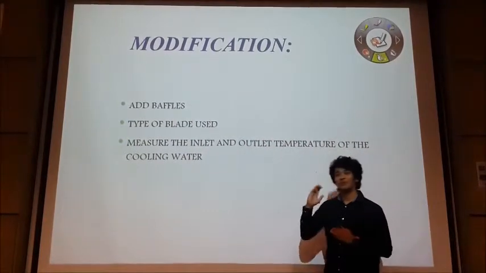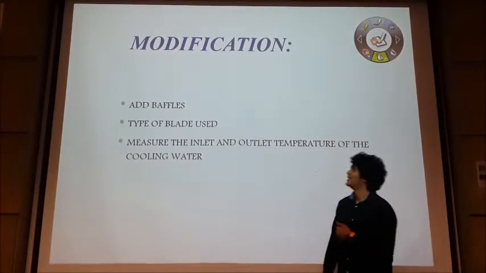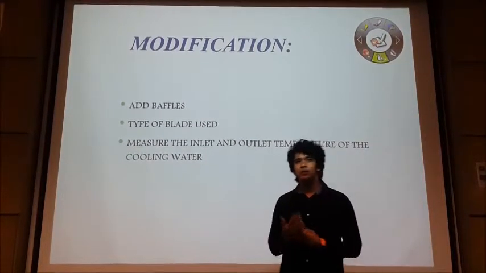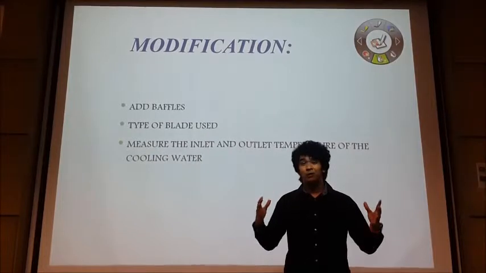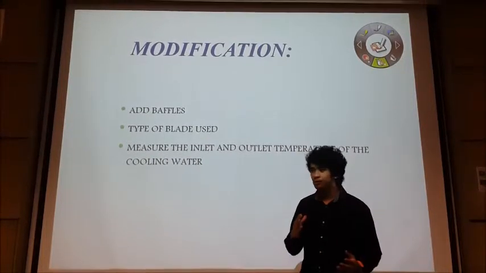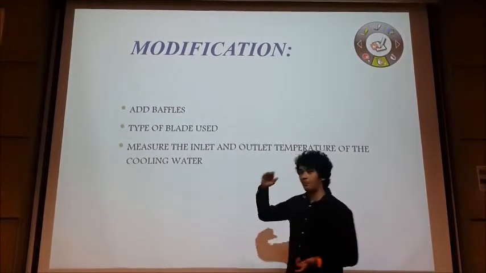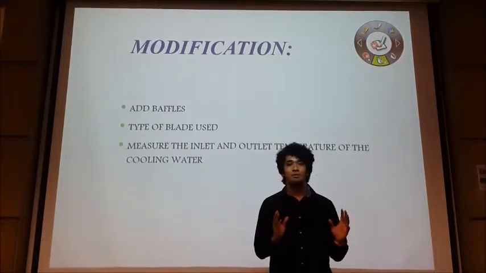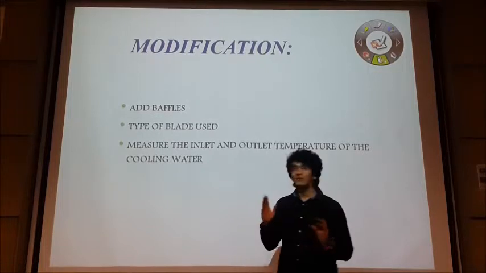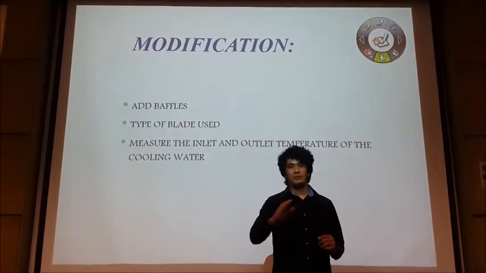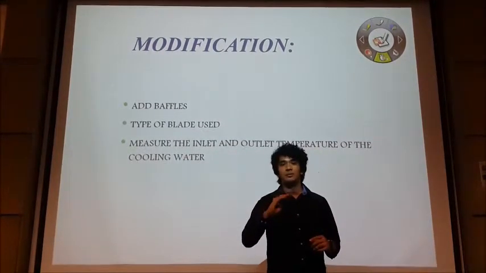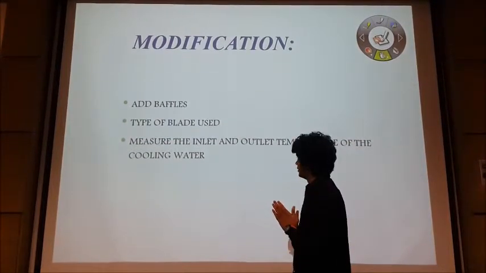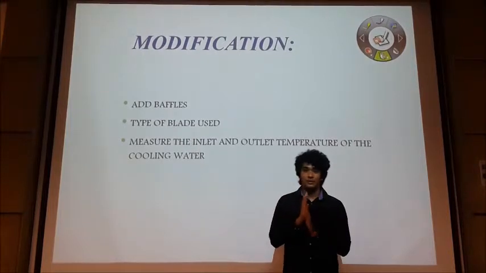Hello, I'll be talking about the modification. Cedric again. As we discussed in the discussion, the absence of the baffles empowered the creation of the vortex. So it is very obvious we should add baffles into the reactor, so it would disrupt the formation of the vortex. We can add 4 baffles. 4 would be the most preferred amount. Industries always include 4. Next thing is the type of blade used.